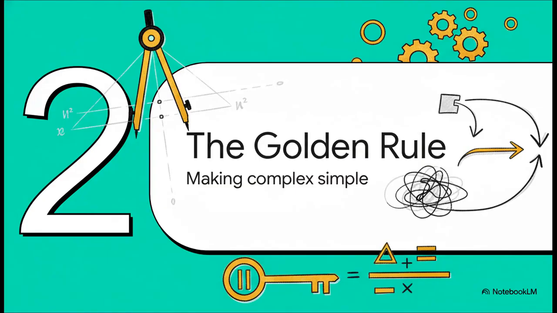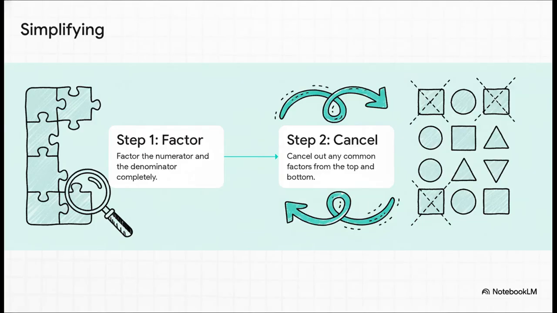Okay, so now that you see they're basically the same thing, let's get to the most important skill you'll need. This is the golden rule. It's all about simplifying. If you can master this, honestly, you can handle pretty much any rational expression they throw at you. And it's really just a simple two-step process.